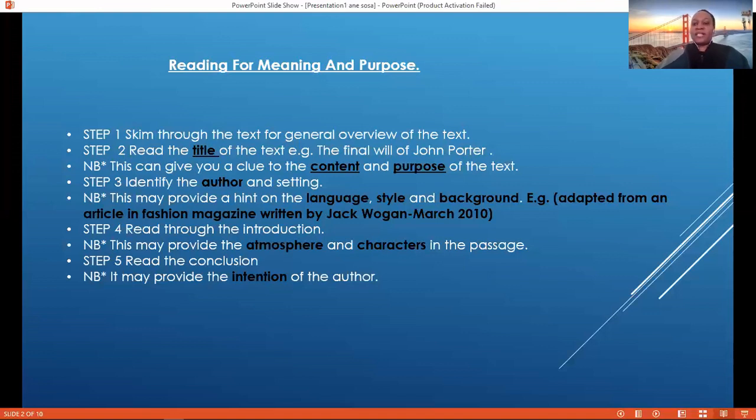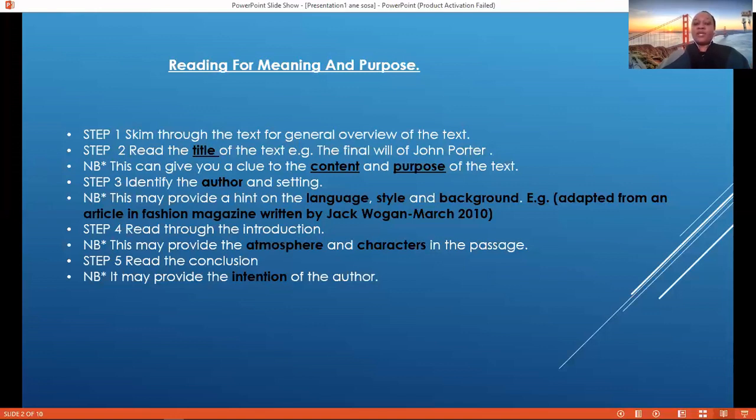So from reading that, you know where the text is coming from. It's from a magazine, and who has written it? It is Jack. And when was it written? It was in 2010. That information is important.